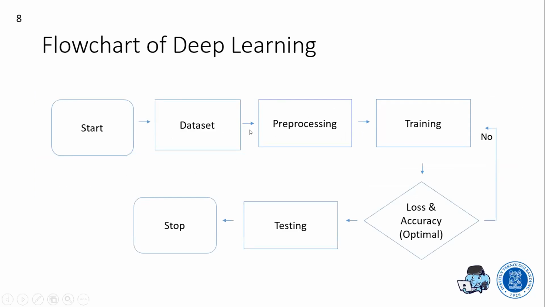And this is the flowchart of deep learning. Originally, it starts with the dataset. The type of data used in this study is secondary data that already exists.